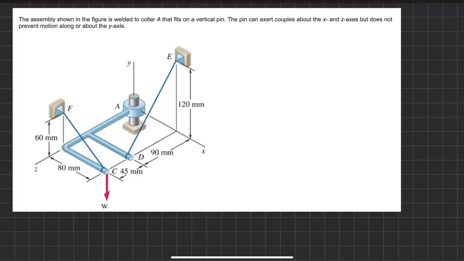The assembly shown in the figure is welded to collar A that fits on a vertical pin. The pin can exert couples about the X and Z axes, but does not prevent motion along or about the Y axis. So, there's a lot of keywords in this problem. Drawing our free body diagram is a good way to start off every time.